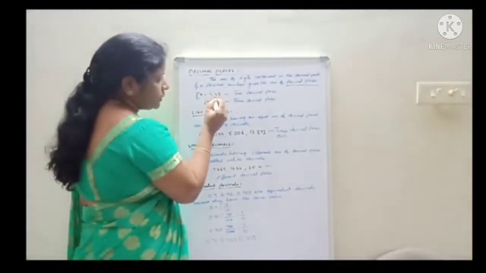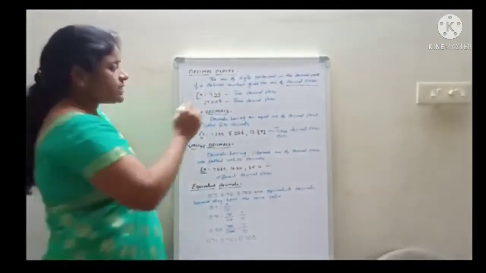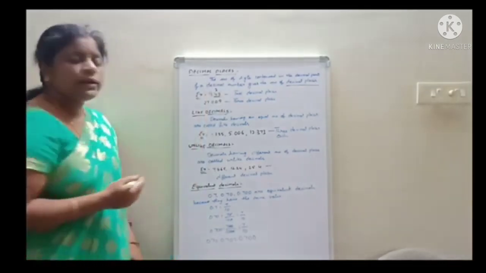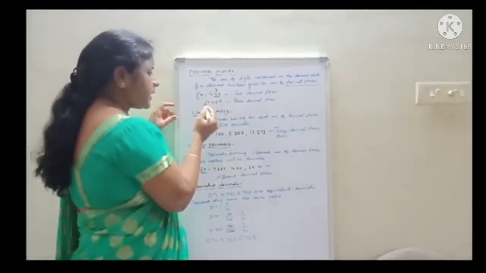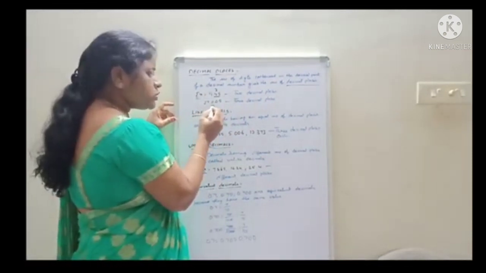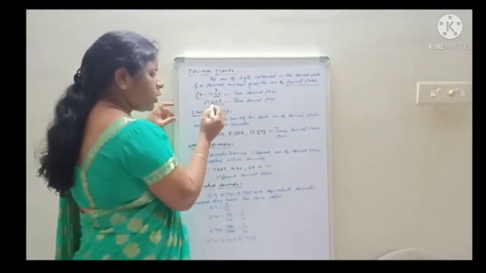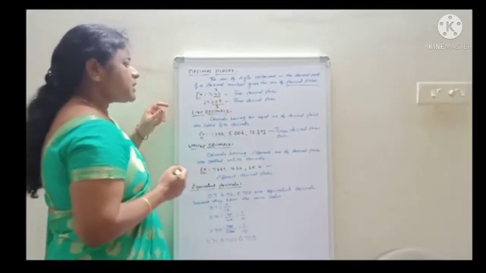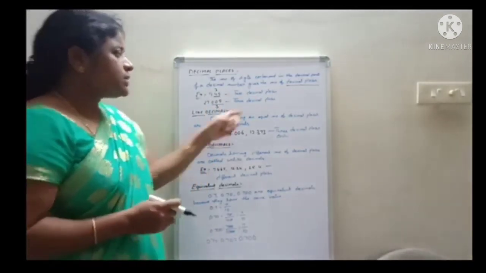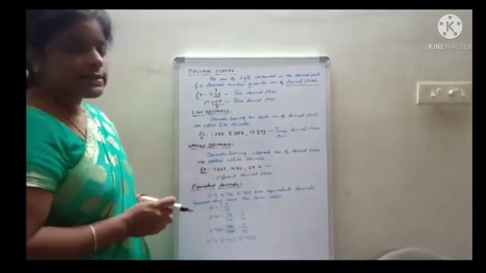So after the point, how many digits are there? 2 digits are there. So how many places here? 2 decimal places. The second example, 27.009. So how many digits here? 1, 2, 3. So the number of decimal places in 27.009 is 3 decimal places.